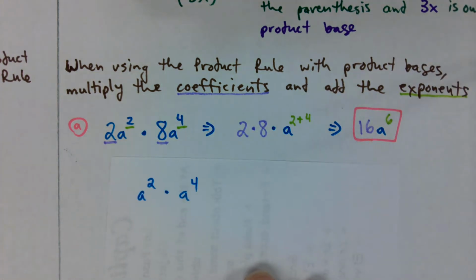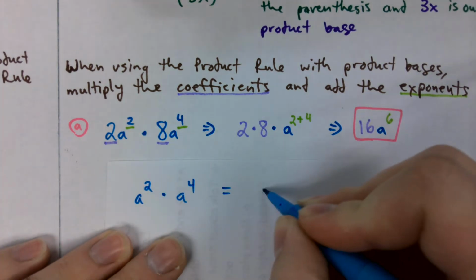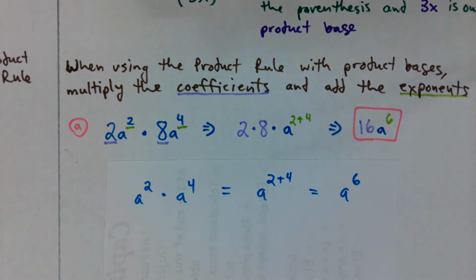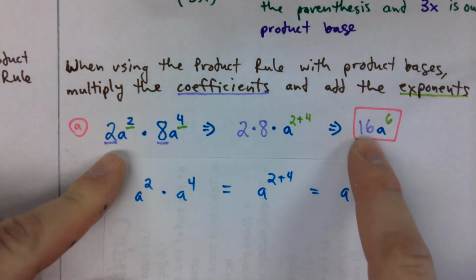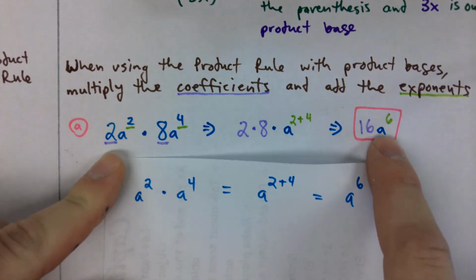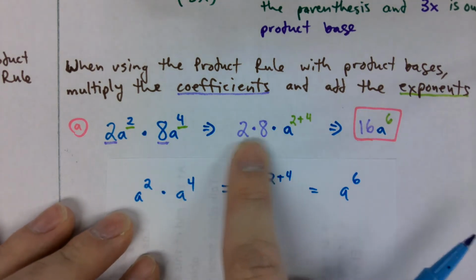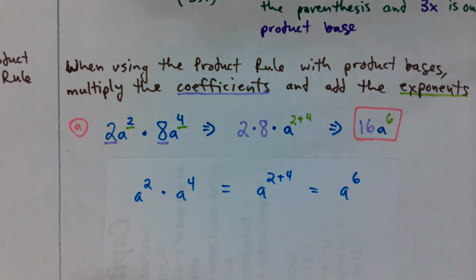Last week, this is how we used the product rule, right? If we had a squared times a to the 4th, that's just a to the 2 plus 4, which gives us a to the 6th. The only difference with this new addition to the product rule is that we're multiplying our coefficients and throwing them in front. With our example A, we still got a to the 6th, so the product rule as we know it still works the same. We're just adding in these numbers in front and multiplying them together.